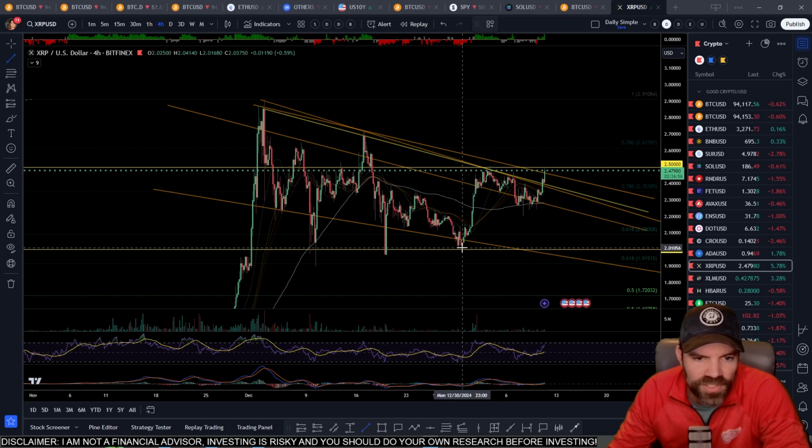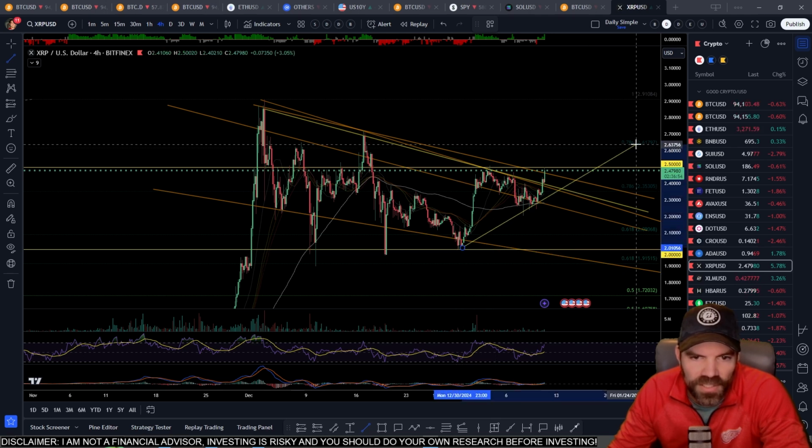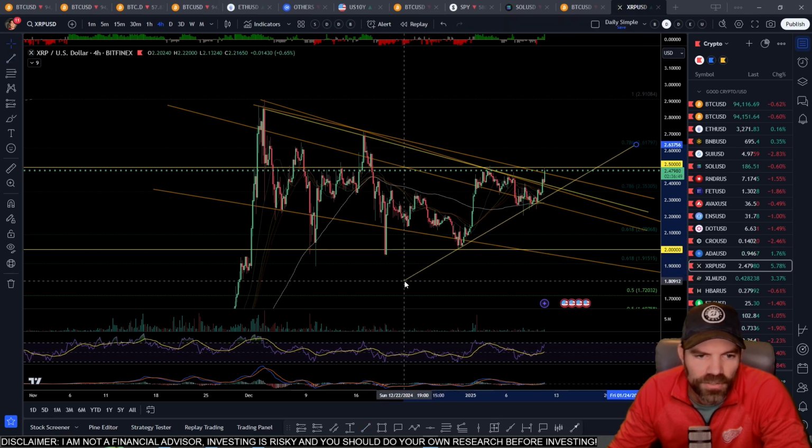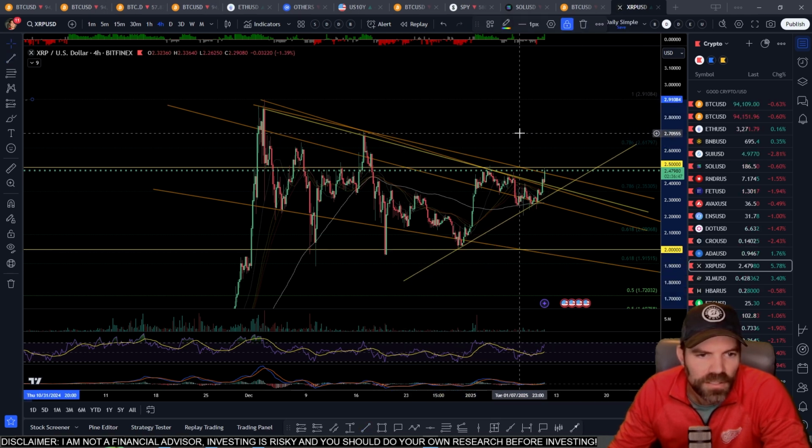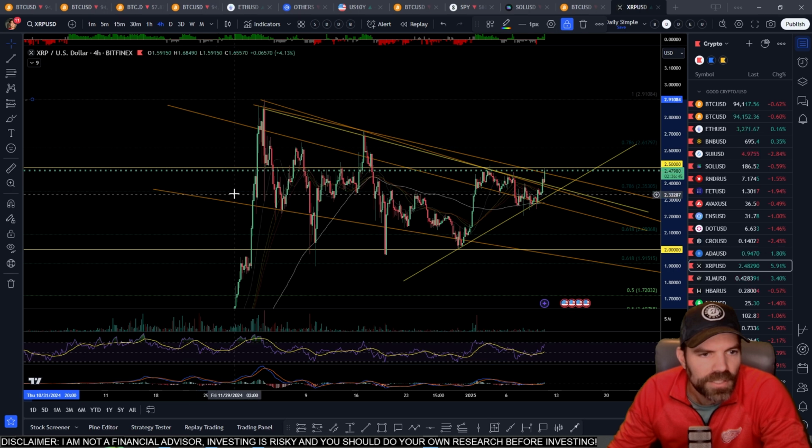Now there is some resistance here that you could do something like this, but that's not really in play right now, but that is other things you can do. You can draw lots of things like this. What else do we got going on here? So pretty much for the 4-hour, I don't see really anything that looks way different than the daily chart. They look very, very similar, right?